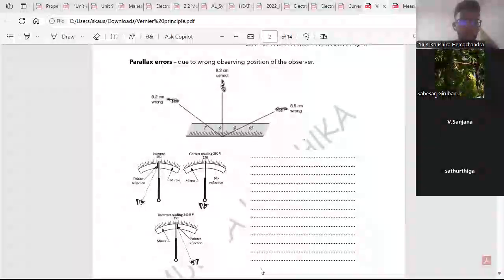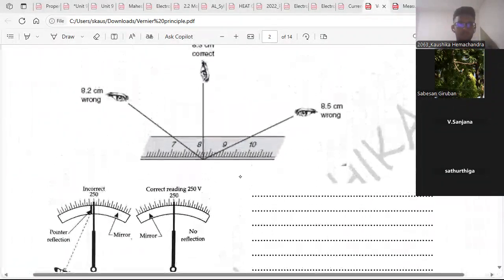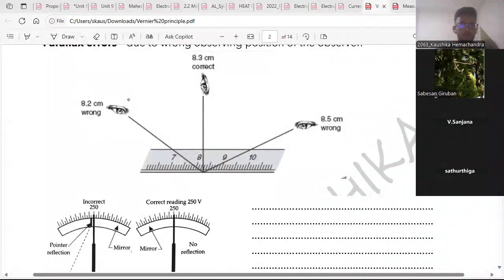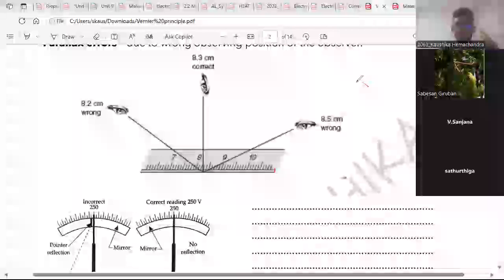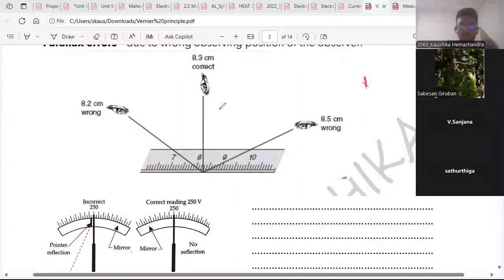Okay. Now we go to parallax errors. Parallax errors are a type of random errors actually. It's due to the wrong observing position of the observer, right? So can you see this meter ruler? I'll zoom it a bit. Look at this reading. This meter ruler has some thickness. It has a certain thickness. So as a result of this thickness, right?